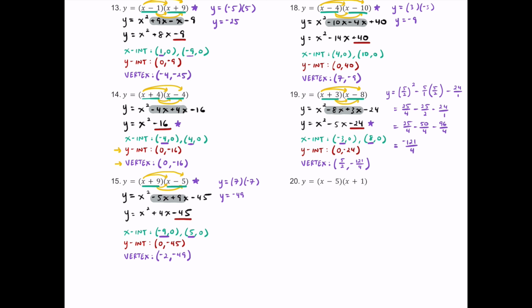Now, number 19 was a little bit more tricky just because there was an odd distance between the two x-intercepts. So between -3 and +8, they were 11 apart. So half of that was 5.5 in terms of the distance away from them. So when that happens, it is a little bit messier. So just keep that in mind. It is very normal though, that they're not always going to be even.